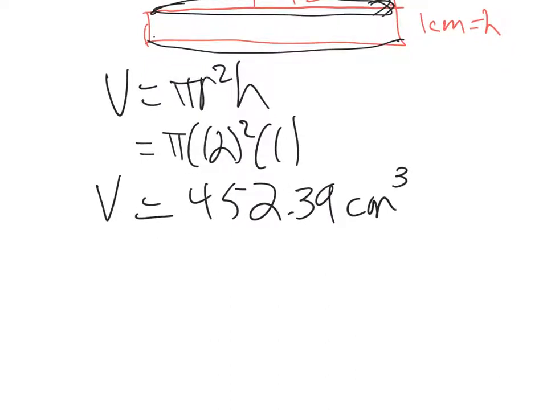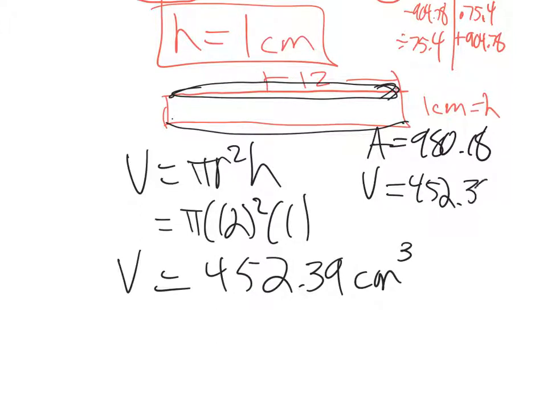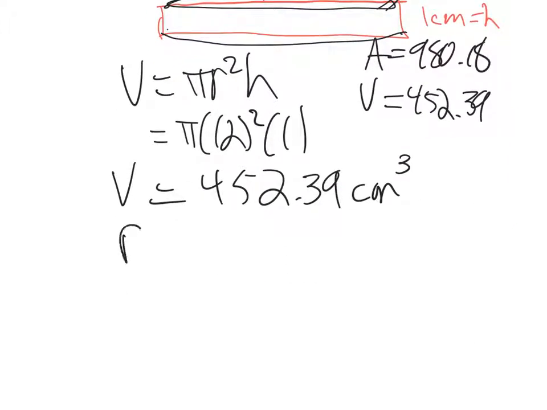So that is what we know. So this cylinder here, the strange one, with a radius of 12, a height of 1, has an area of 980.18 and a volume of 452.39 centimeters cubed. So we know that that's not the best. It can't be the best cylinder because the best cylinder, the height and the diameter are the same. Okay, so now we know everything about that original cylinder. We know its volume, its surface area, its radius, and height. Now we need to make the best cylinder.